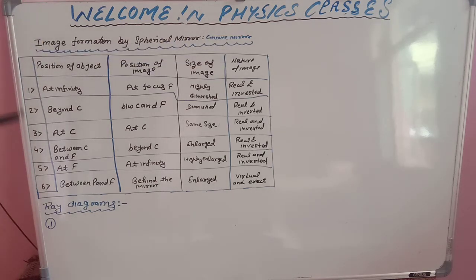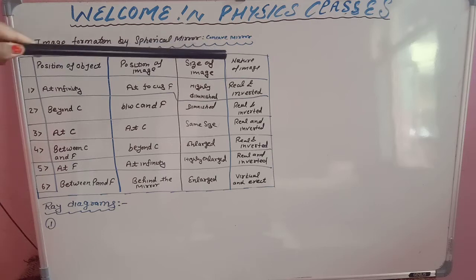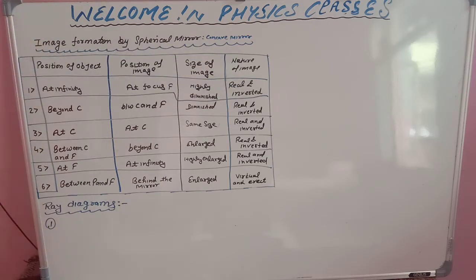Let us see the first point, position of object, means if your object is at infinity, where will the image be formed? It will be formed at focus. I hope now focus is clear to you. What will be the size of the image? Obviously, if object is at infinity, the image will be very small. And here the word we are using is highly diminished. Highly diminished means very small. Okay, next is nature. So its nature will be real and inverted.